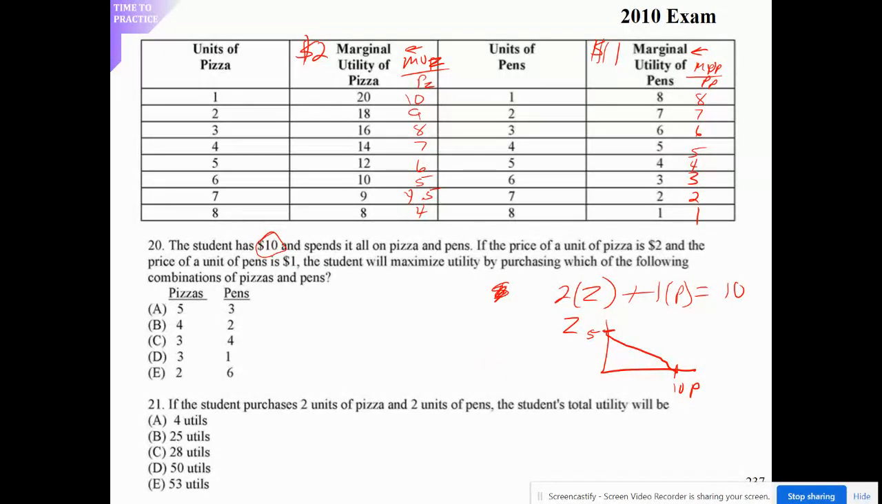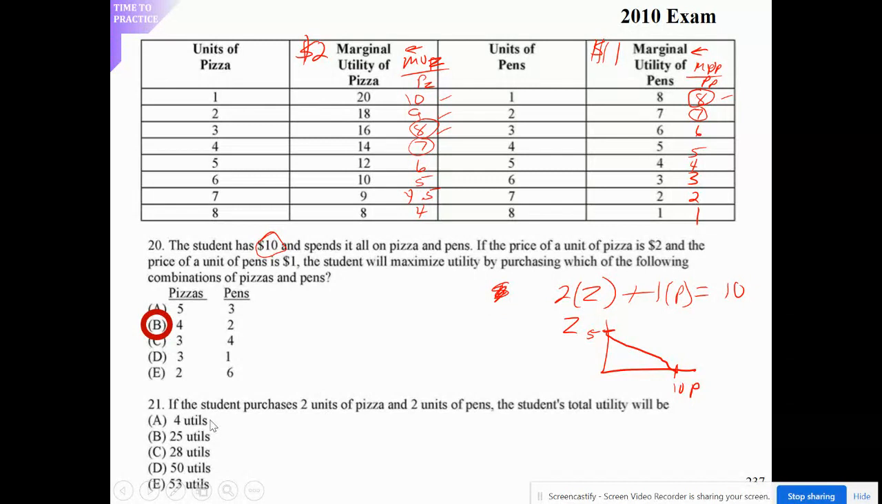But we want to know, where is my greatest satisfaction? Well, I'm definitely going to get this first piece of pizza, and this second piece of pizza. Now let's look. The third piece of pizza and the first pen are both 8 and 8. So 2, 4, 6, 7. That's only $7. But then I look at 7 and 7. So now it's 2, 4, 6, $8 here plus $2 here. Well, that's what I'm going to do. I'm going to get 4 pieces of pizza and 2 pens, which is answer B.